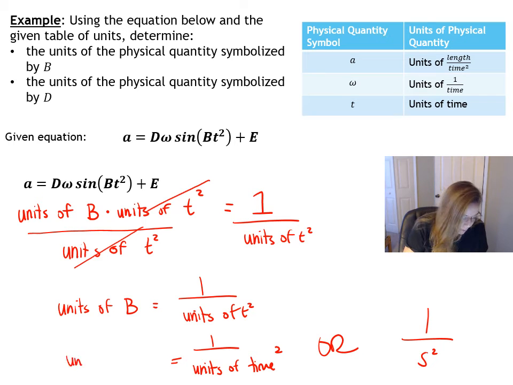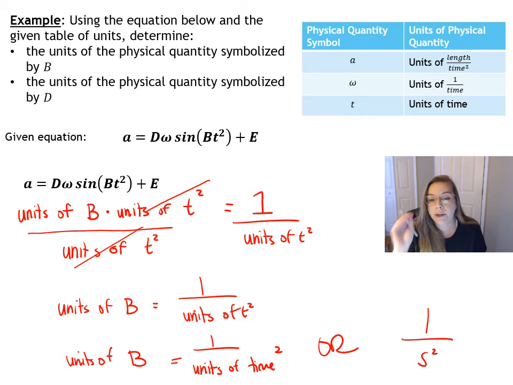So the units of B have to be equal to 1 divided by units of time squared. If I literally want to plug in a unit of time, I'm going to choose the second because that's the standard SI unit of time. And so now I know that the units of B must be 1 over units of time squared, or you could say 1 over seconds squared. Okay, so that's an example of figuring out the units of a physical quantity within the argument of a trig function or an exponential function.